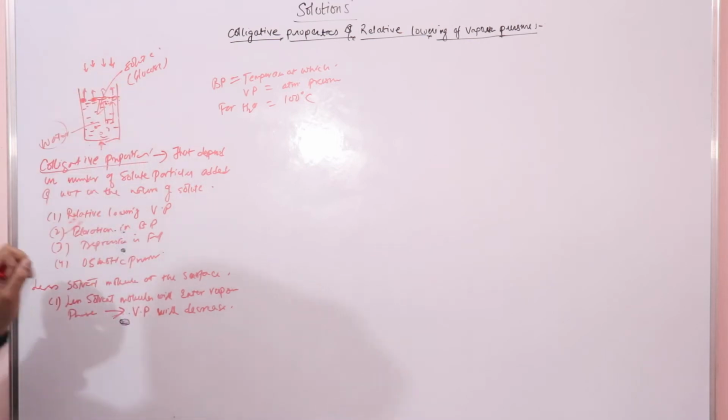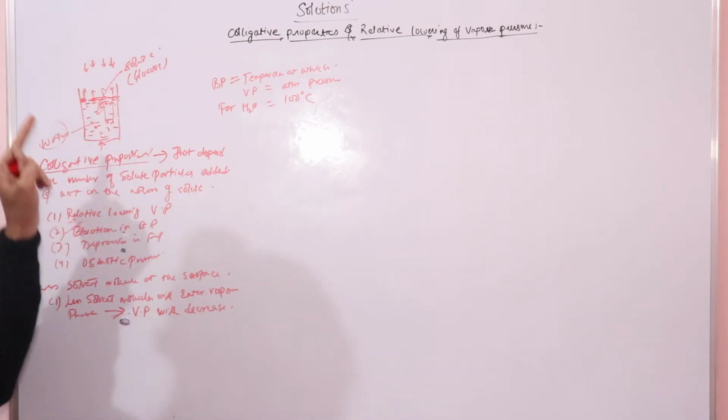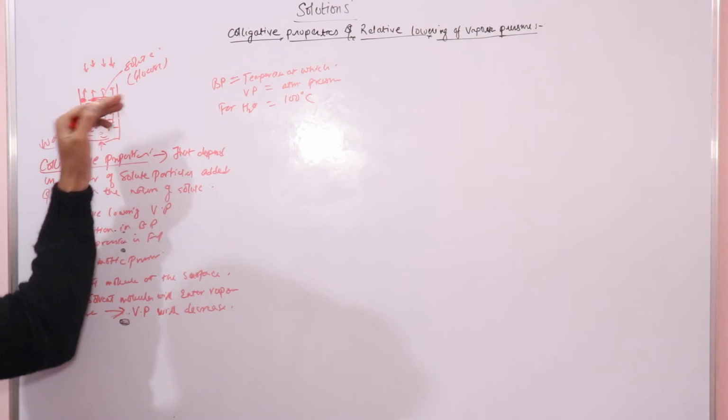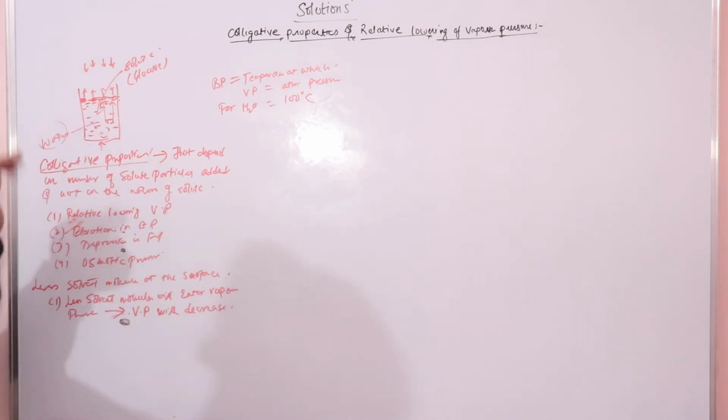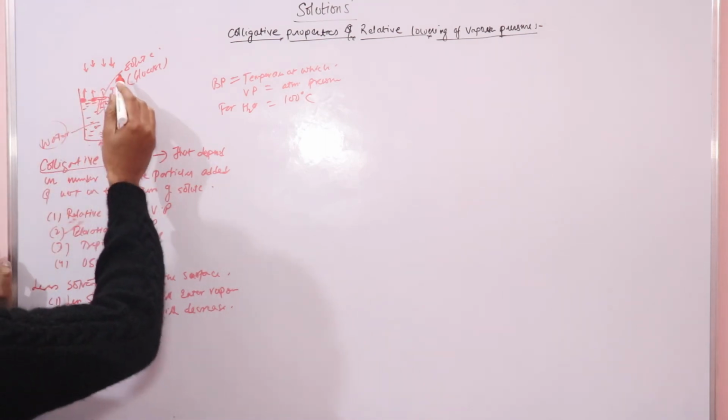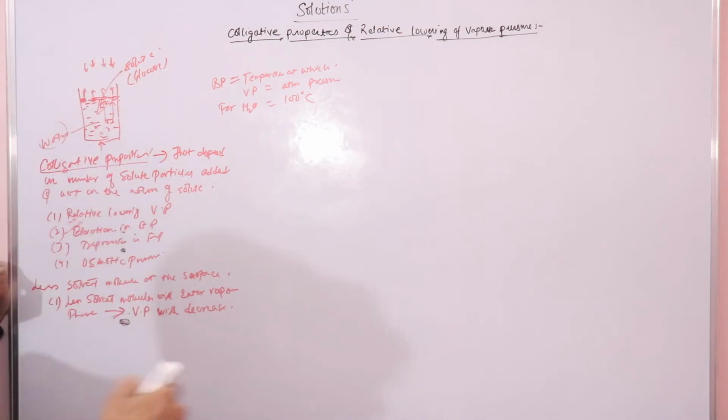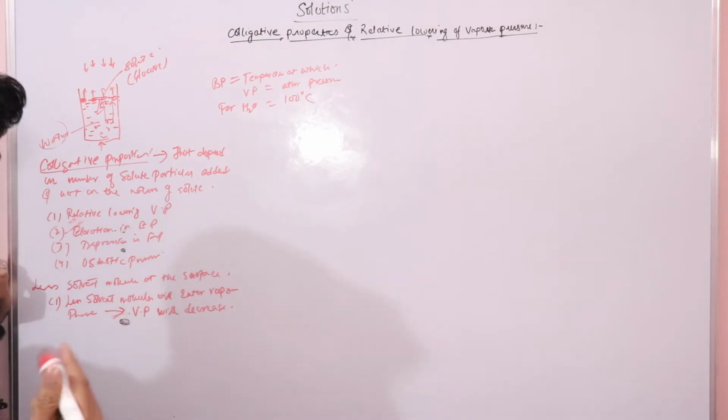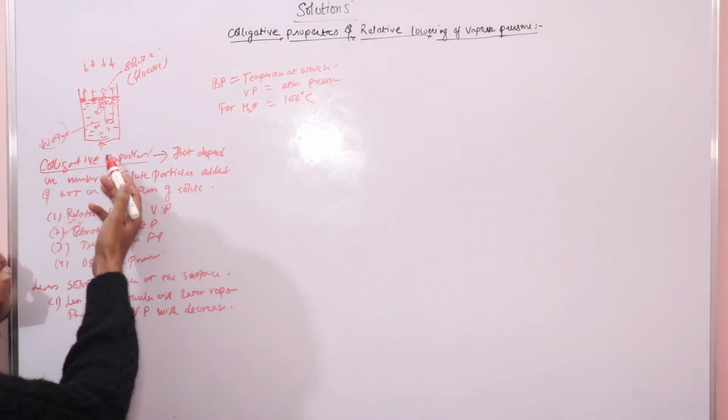And once the vapor pressure of this solution, which is less than that of the solvent, becomes equal to the atmospheric pressure, then at that temperature your solution will start boiling. And that temperature would be higher than that of the pure solvent.